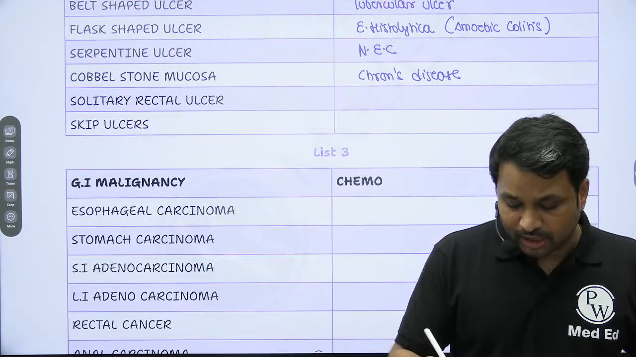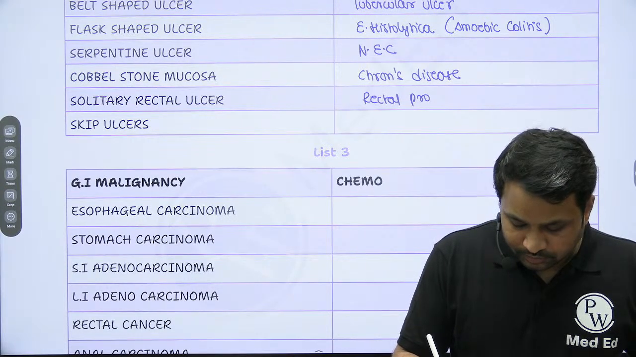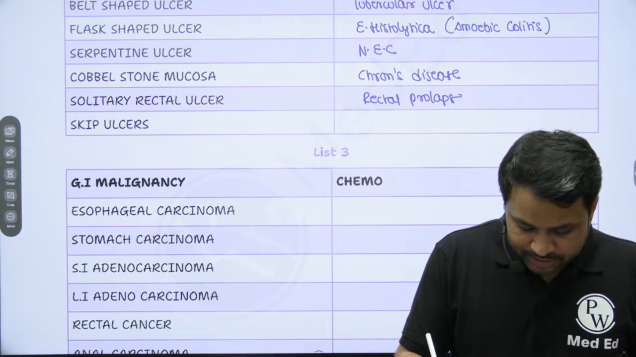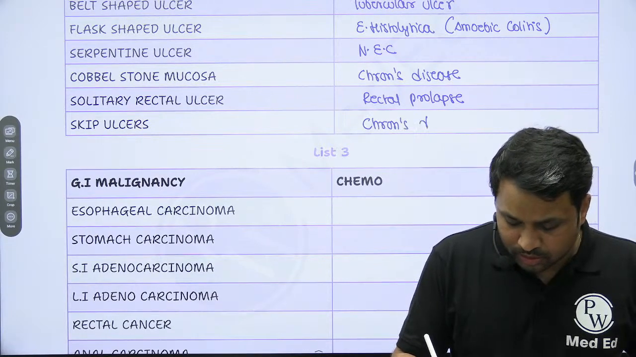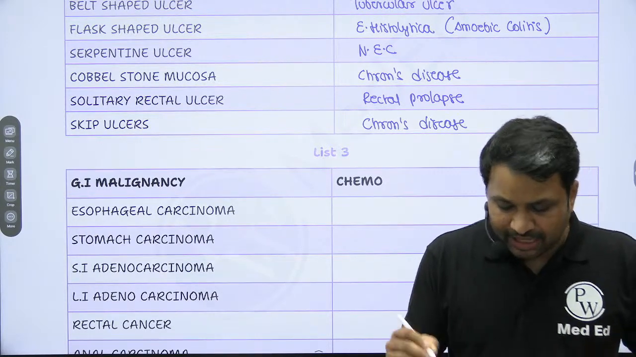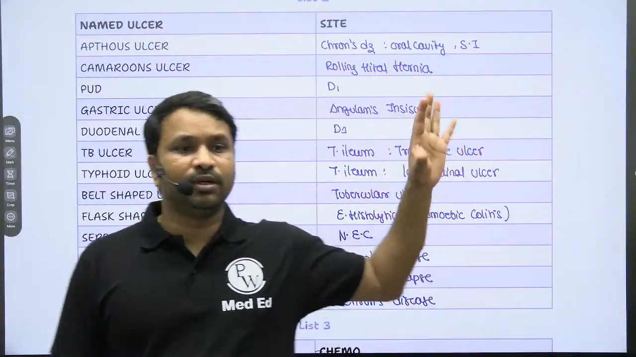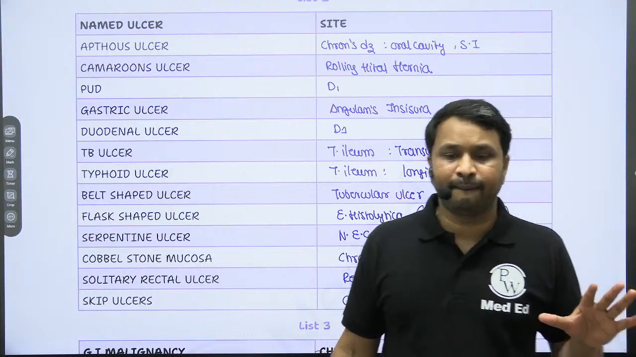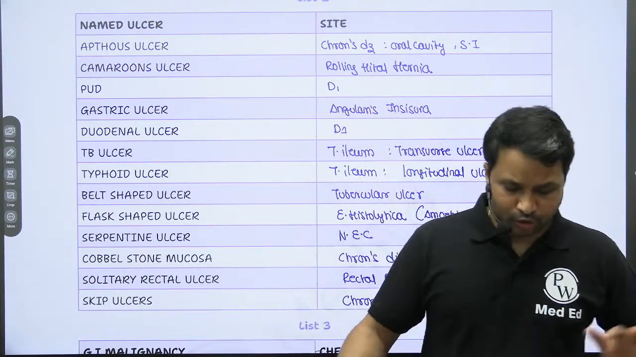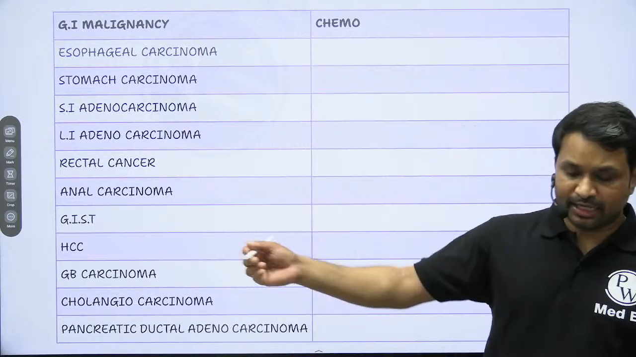Solitary rectal ulcer is seen in the condition that is rectal prolapse. Skip ulcers is again seen in your Crohn's disease. So these are different named ulcers and their locations and their importance that we have to take into consideration. ठीक है? Sorted है? Clear है? Great. चलो. List number 3, you have your GI malignancies and their chemo regimes.